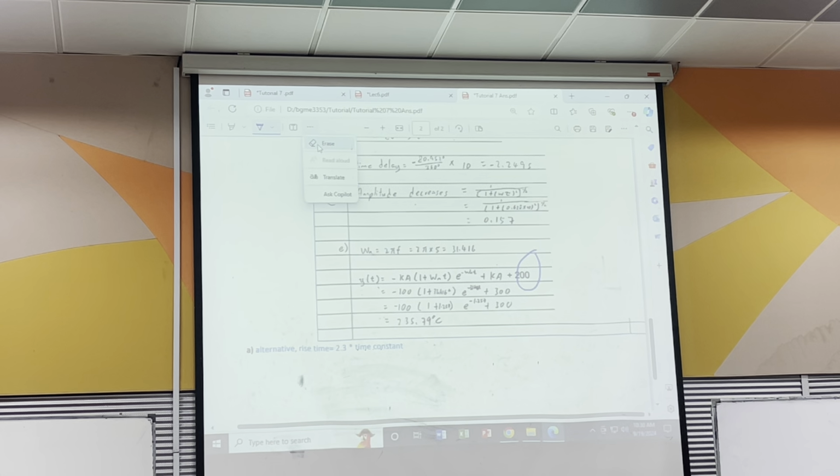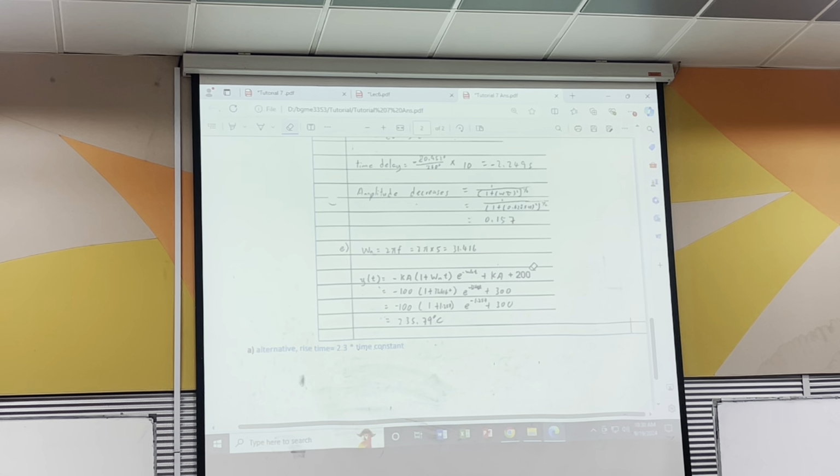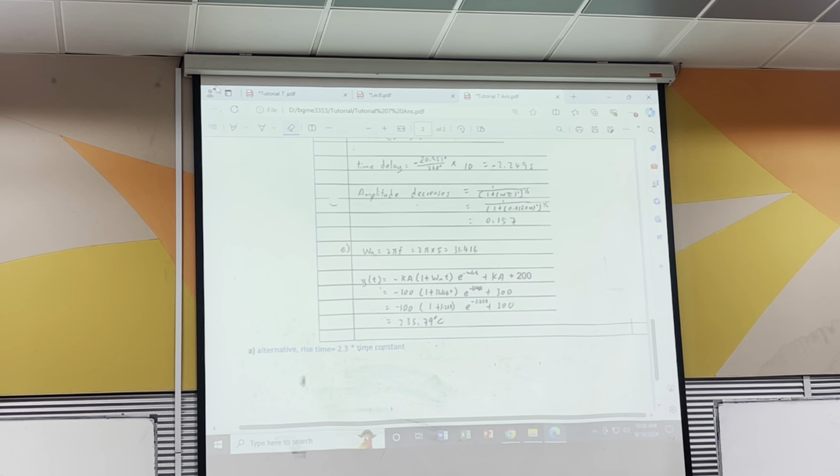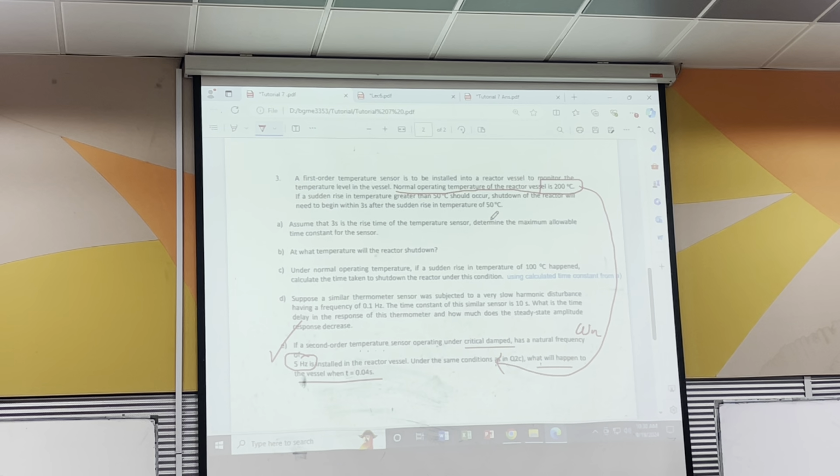Not bad, like a parrot. He just repeats, right? But do you understand? Don't just repeat without understanding. So on the graph, it will be 200, the equilibrium line will be at 200.